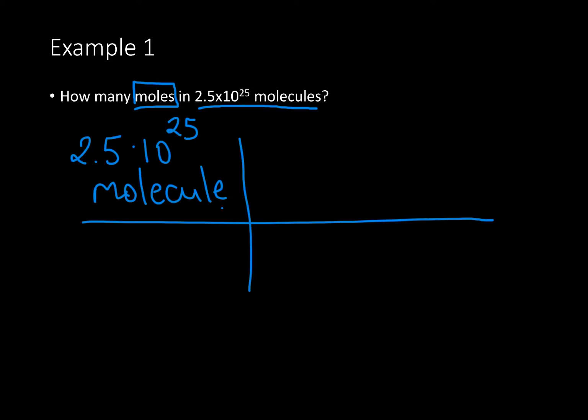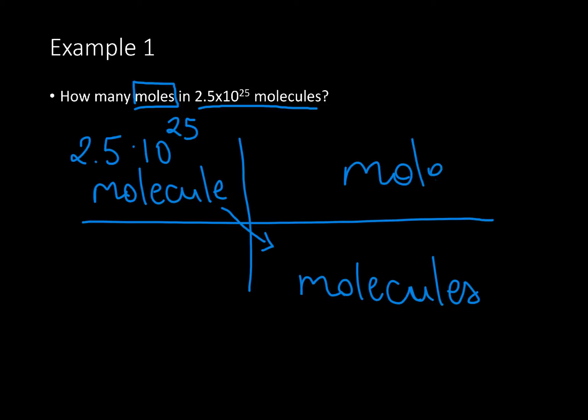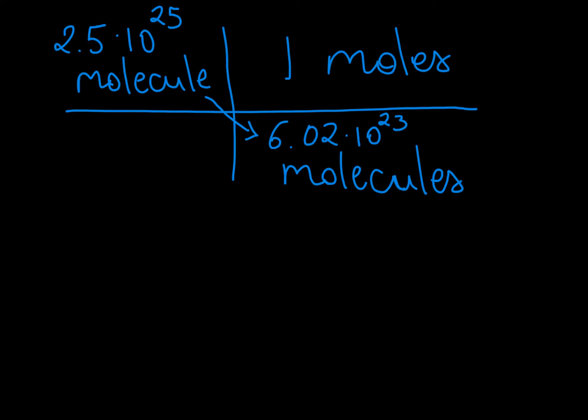You take this molecule unit and you copy it down, and then molecules turn into moles. Now between moles and molecules, moles is bigger, so it gets the 1. So you put 1 mole, and 1 mole, as we all know, is equal to 6.02 times 10 to the 23rd molecules. Now that we have our chart set up, you need to divide these two numbers. So you're going to divide this 2.5 times 10 to the 25th number by 6.02 times 10 to the 23rd.